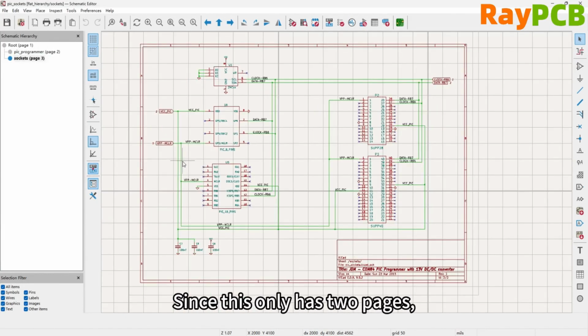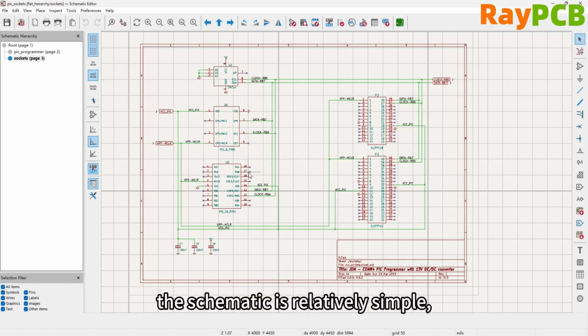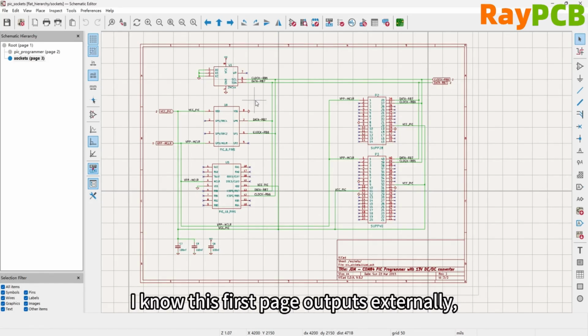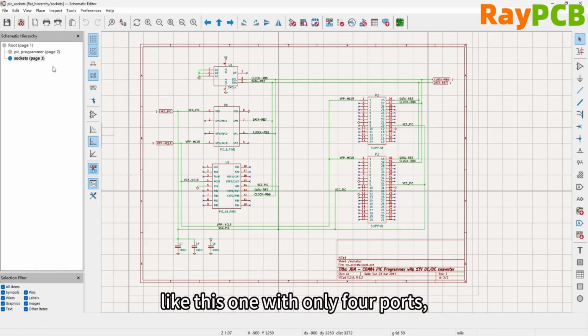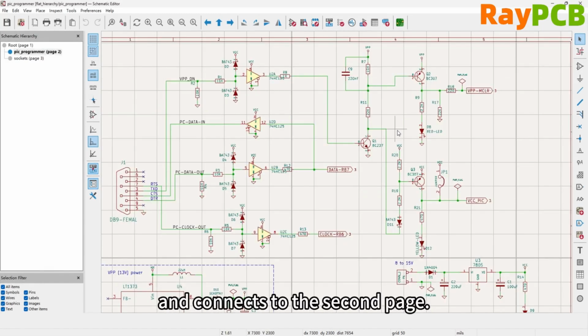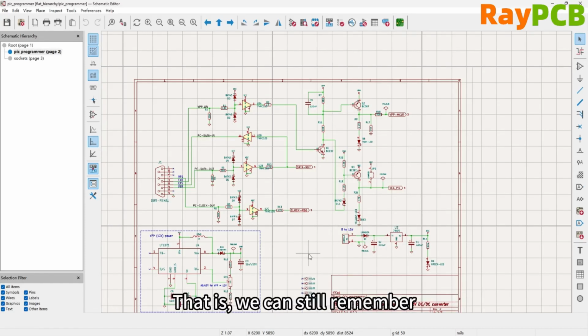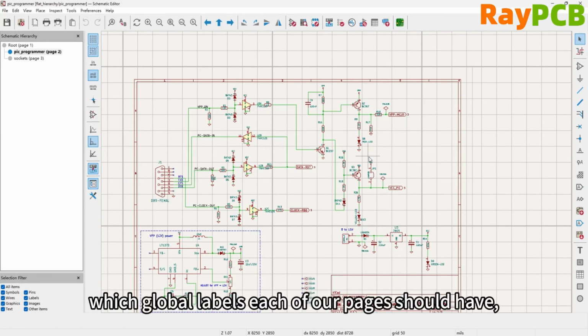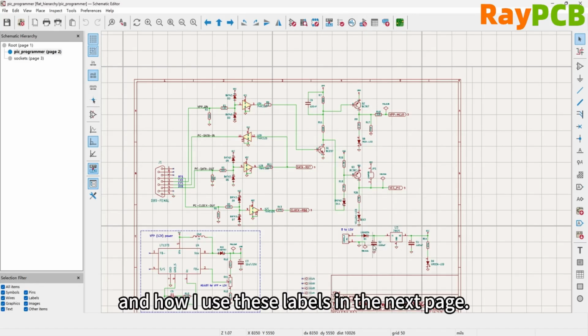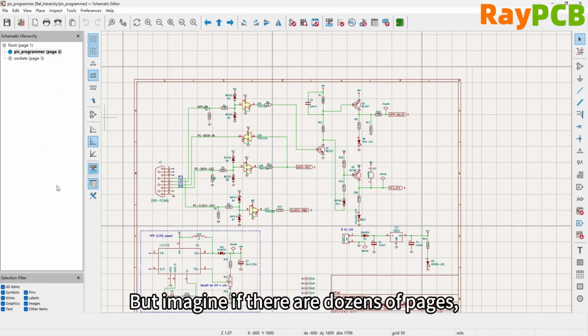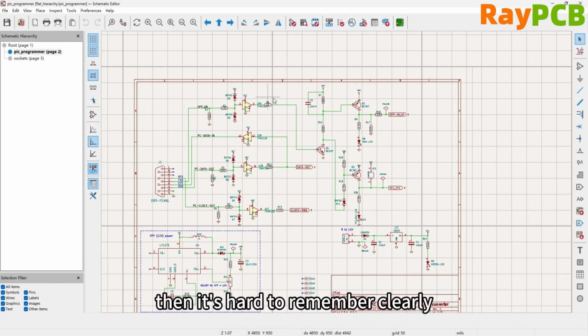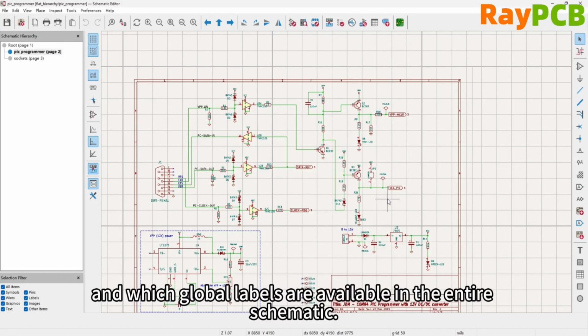Since this schematic only has two pages, it's relatively simple, meaning it's easy to remember. I know that this page outputs externally, like here. There are only four ports and it connects to the second page. So this kind of setup is quite simple and easy to remember. That is, we can still remember which global labels each page should have, and how to use these global labels on the next page. But if you imagine a situation with dozens of pages, it becomes very difficult to remember which global labels are on each page, and which global labels in the entire schematic can be reused.